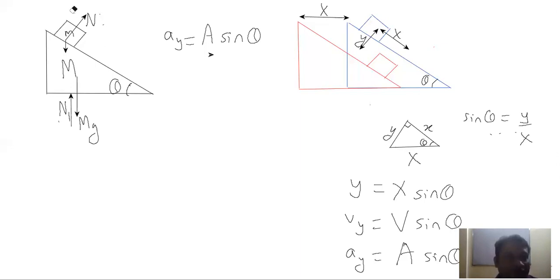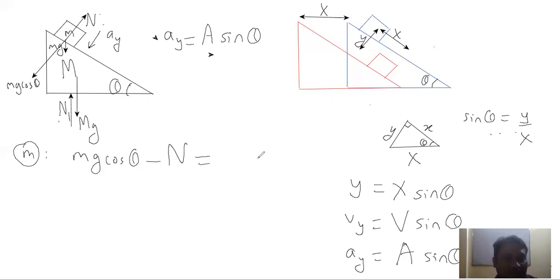Again we will have mg for this block. Acceleration of the block along y direction Ay, and the component of mg. If I take the component of this mg perpendicular to the incline for this block, so it will be mg cos theta. And Newton's law equation, if I write for block of mass small m, it will be mg cos theta minus normal reaction is May.